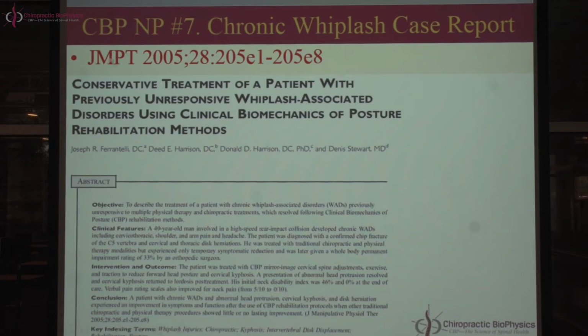This was published in JMPT, the Journal of Manipulative and Physiological Therapeutics, in 2005. It is volume 28, page 205E through 205-8, and that's online. So online in the Journal of Manipulative and Physiological Therapeutics.